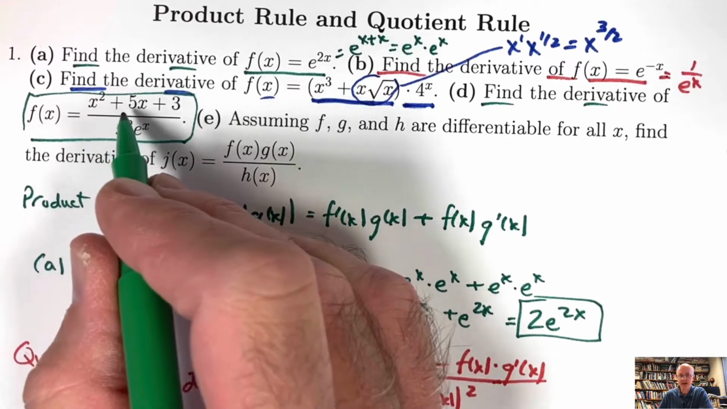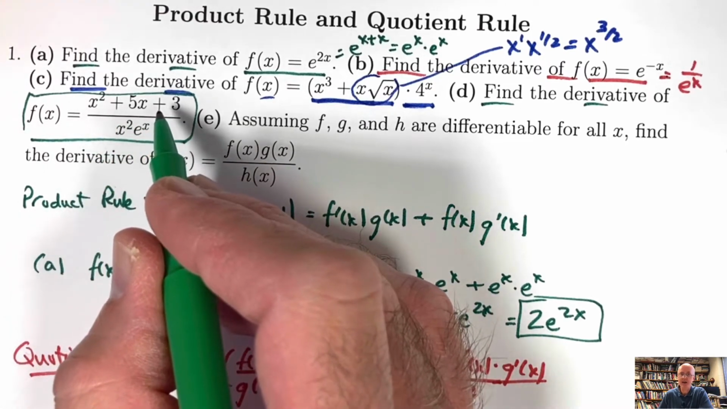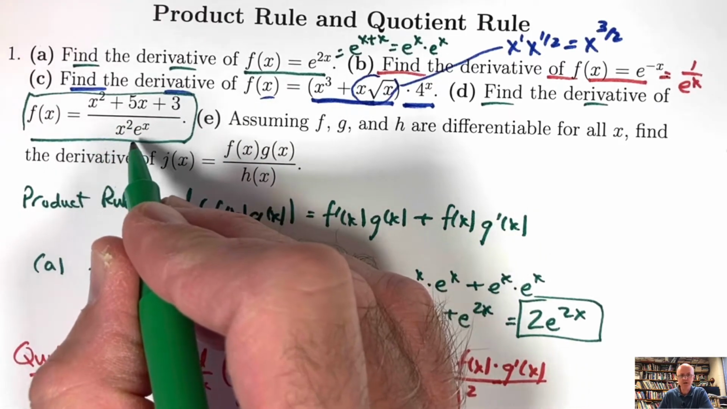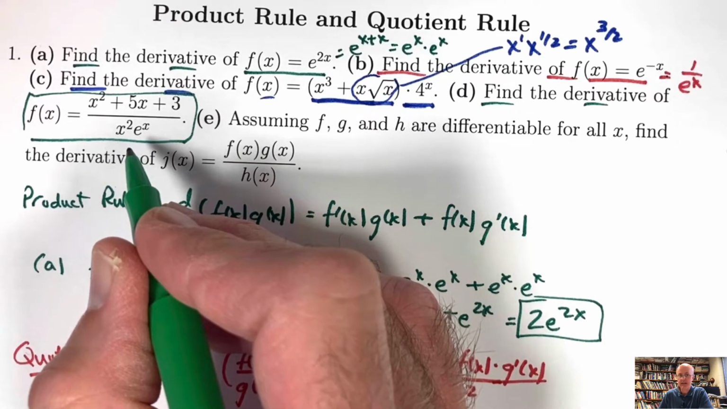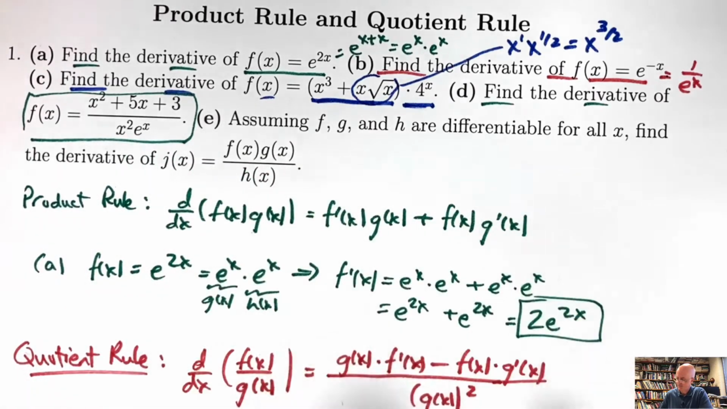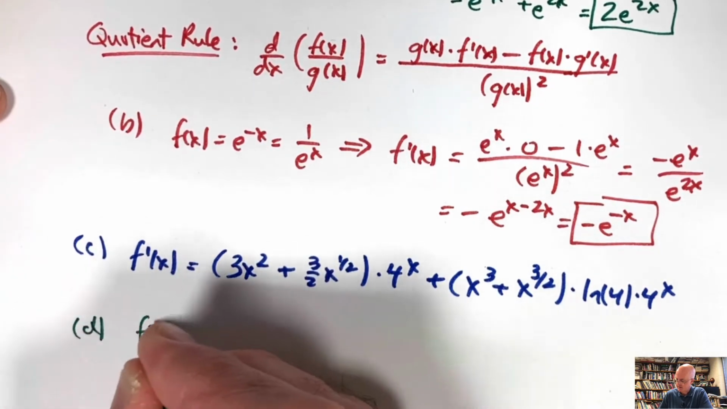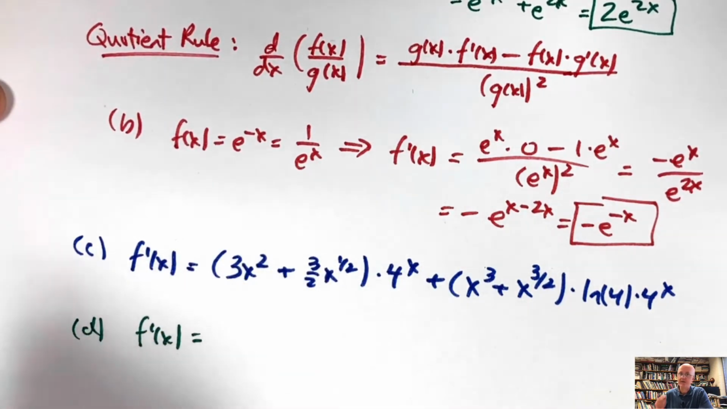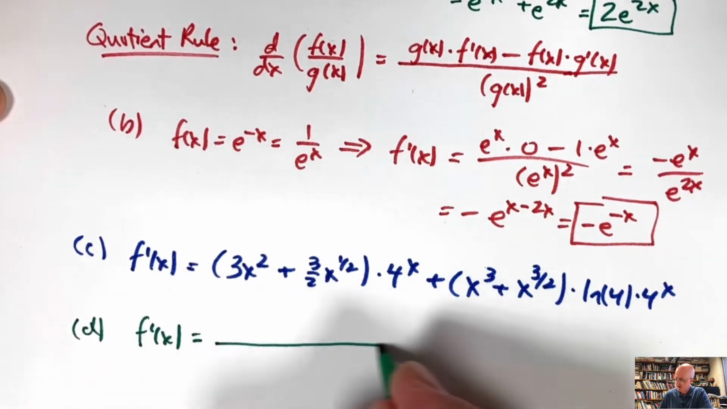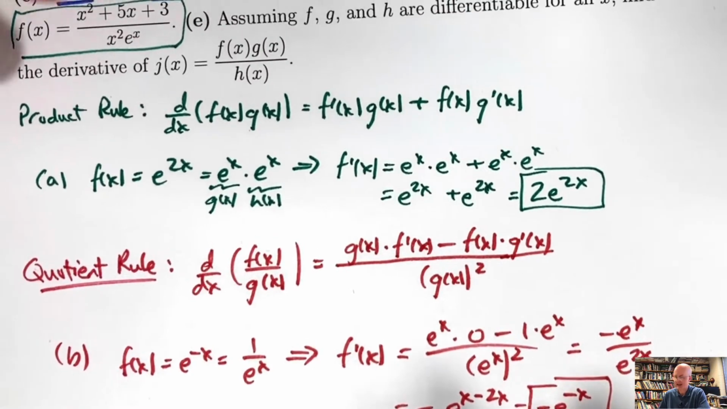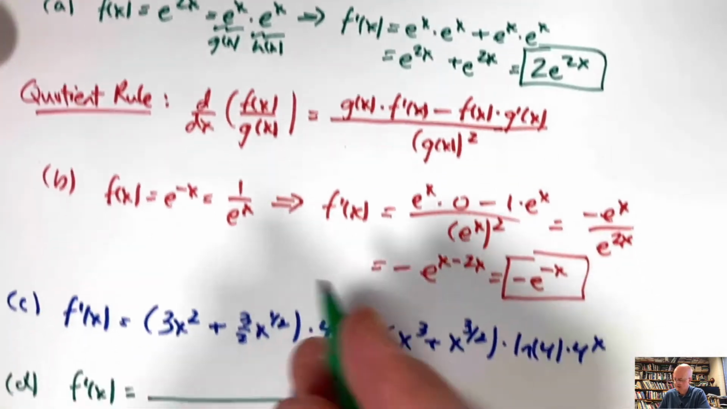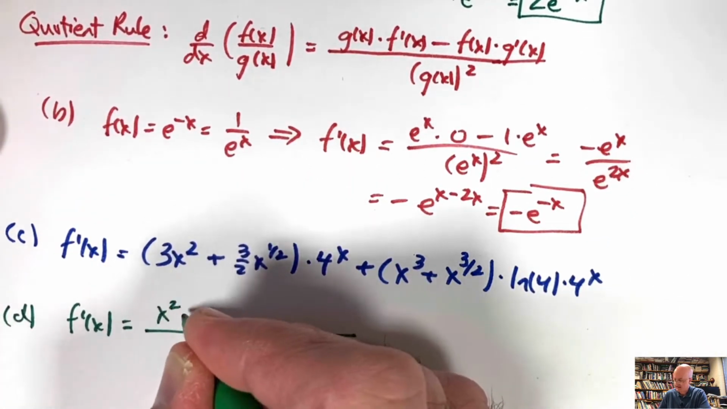X cubed plus 5x plus 3 is the top, the high function, and x squared times e to the x is the bottom or low function. We need the quotient rule there. I'll just write f prime of x again right away. Remember, it's low d high minus high d low over the square of what's below. Low is x squared e to the x. Write that first. X squared e to the x.